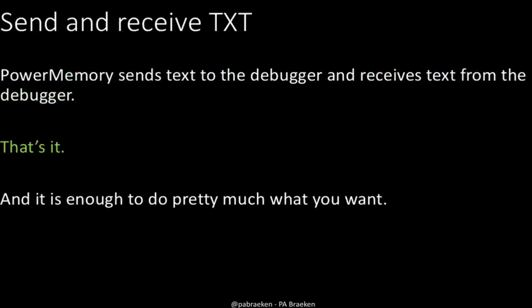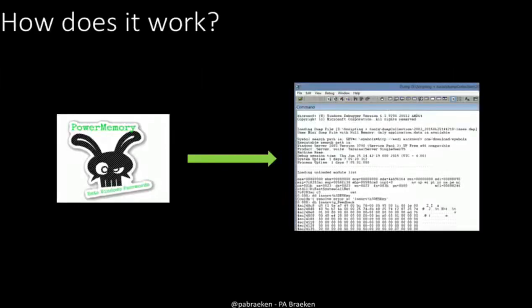So the basic concept of PowerMemory is just to send and receive text. PowerMemory sends text to the debugger, and it receives text from the debugger. That's it. With this concept, you can do everything you want in the Windows kernel and the user land. When I say text, it's bytes. So how does it work?